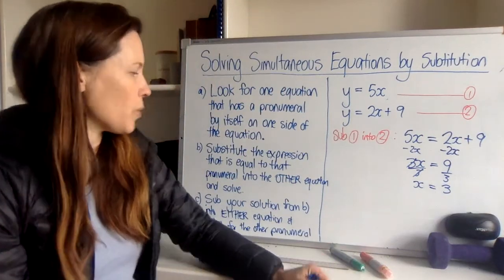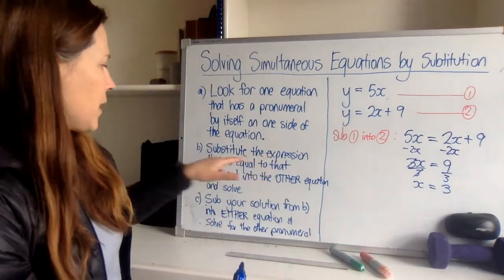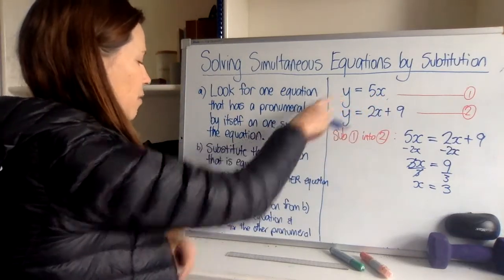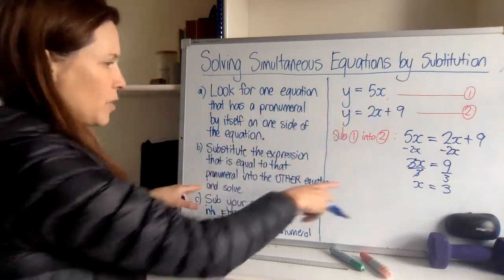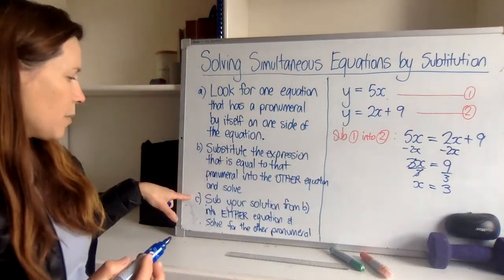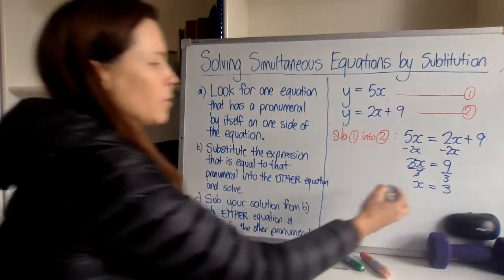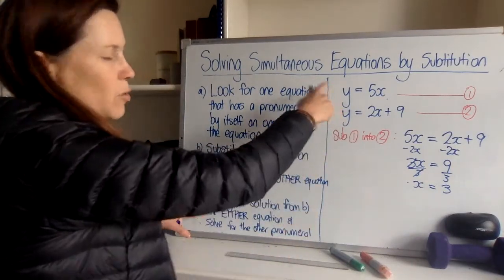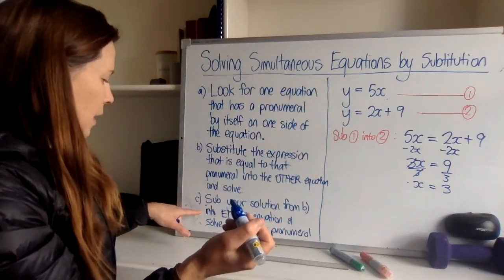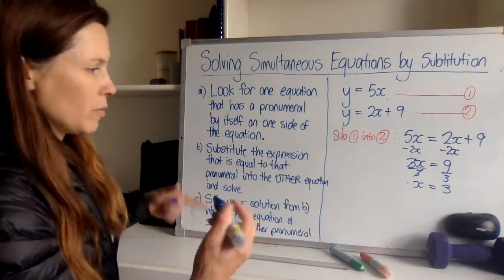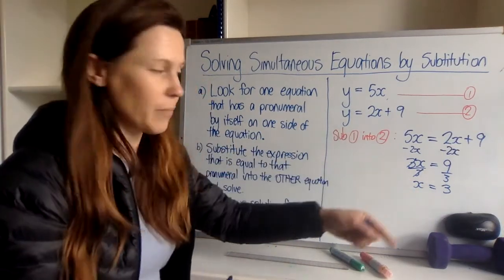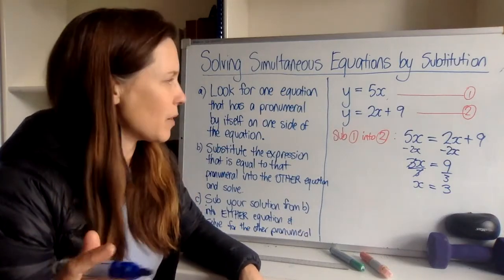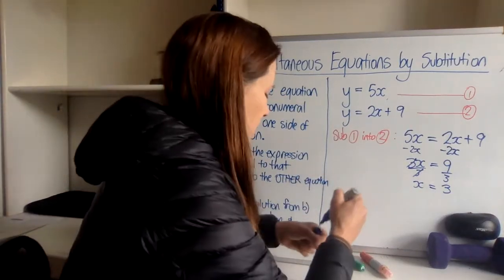All right, what do we do with that? We've substituted that expression, 5x, that was equal to the pronumeral that it was by itself, into the other equation, and we've solved it. Last step, sub your solution from b, which is this, into either equation. So it doesn't matter which one, you can use whichever one you like, and solve for the other pronumeral. So we know what x is now, it's 3. And in our example question that was worded, that would mean that Jack would be 3. So now we can sub that in.